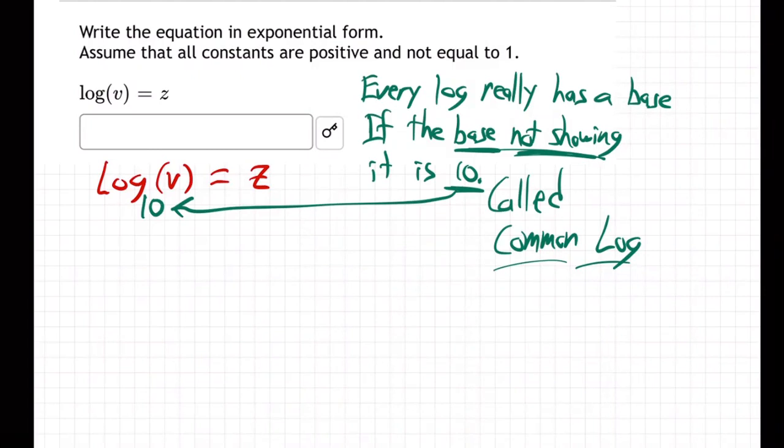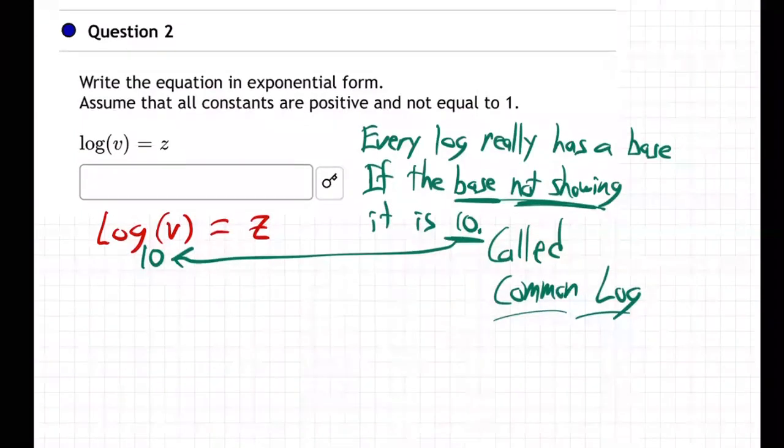So, okay, so what? So now we can change to exponential form. So how do we change to exponential form? What are we going to do? Well, to change to exponential form, you know how to make this change now, right? So I'm going to bring this down here, and I'm going to go log base 10 of v equals z. Now that we know that 10's really there, what do you do from here?